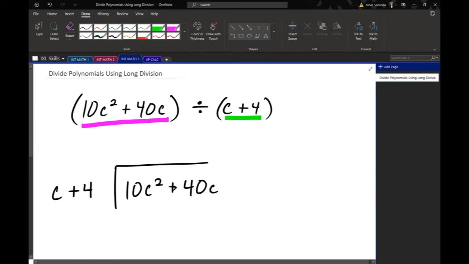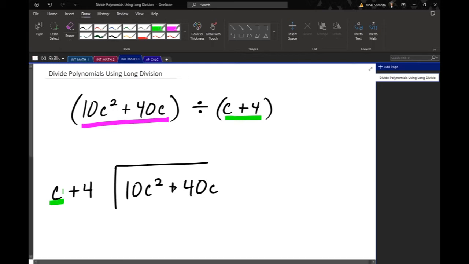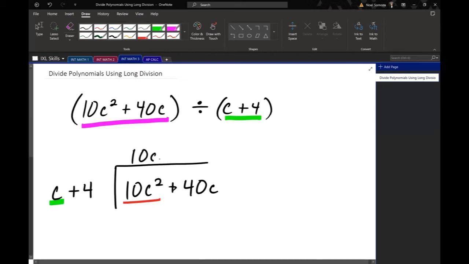All right. So really what we're going to focus our attention on is right here, c. We want to think of what can I multiply to c to get 10c squared. If we can answer that question, then we can begin. So what times c will give us 10c squared? In this case, what gives us 10c squared when I multiply times c would just be 10c.